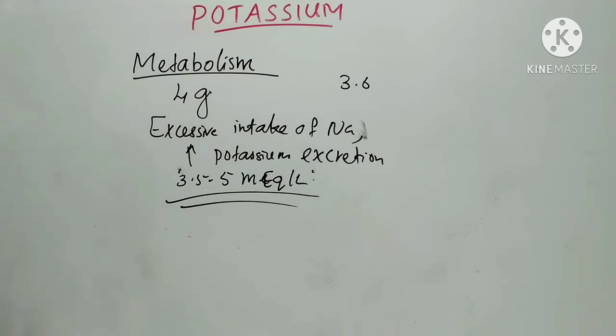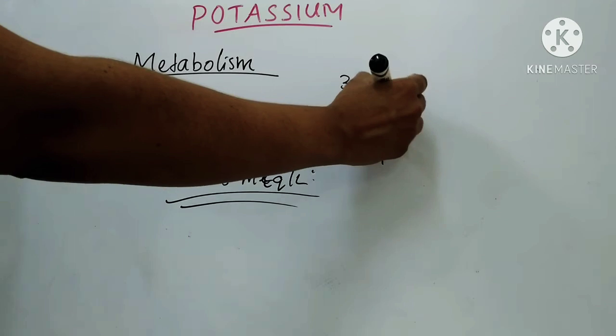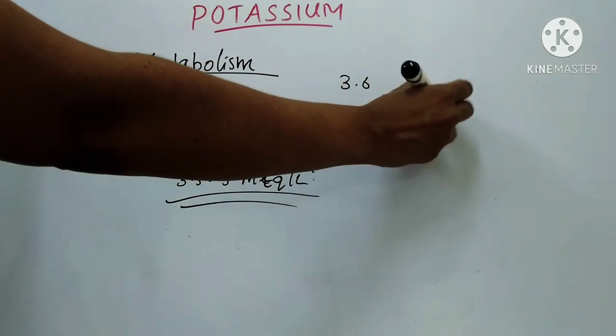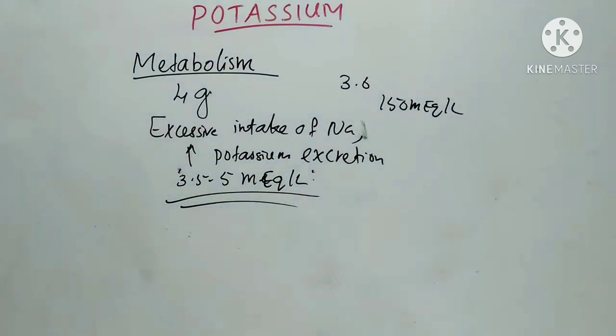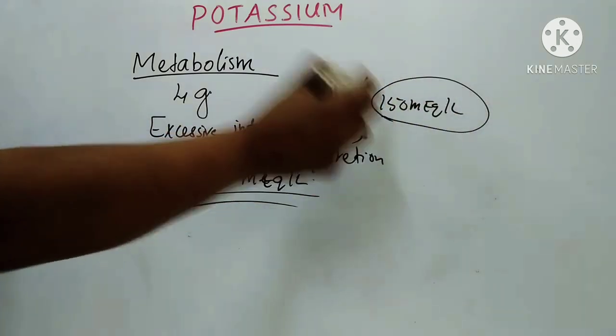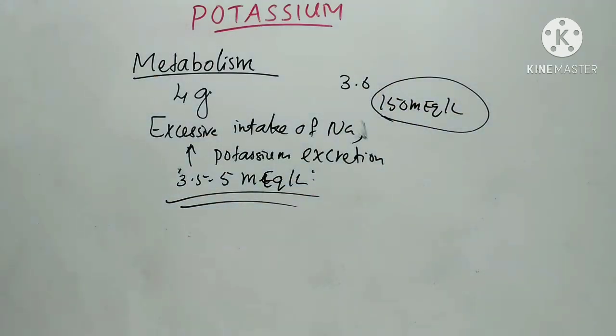The concentration of intracellular potassium is 150 milliequivalents per liter. This is roughly equivalent to the concentration of sodium outside the cell. This potassium is also excreted in the GI tract, saliva, gastric juice, bile, pancreatic juice and intestinal juice.